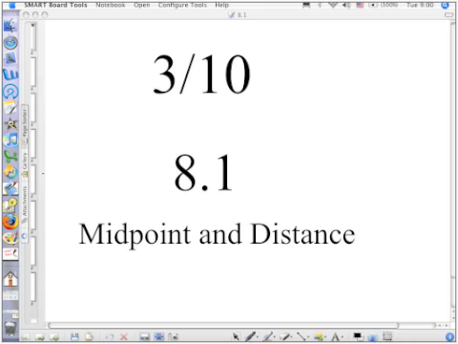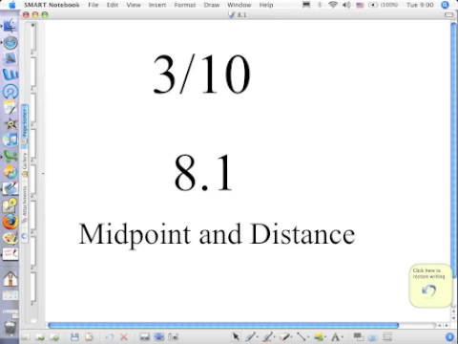Today is March 10th. We are starting section 8.1, midpoint and distance formulas.